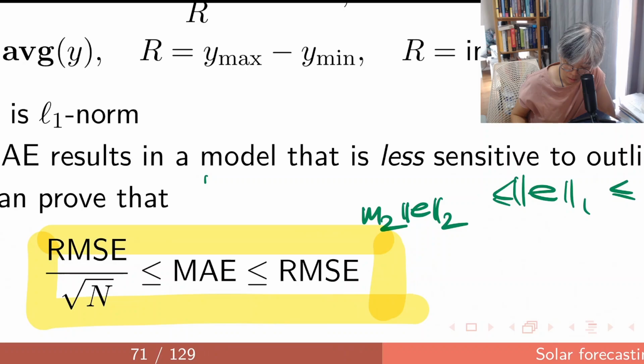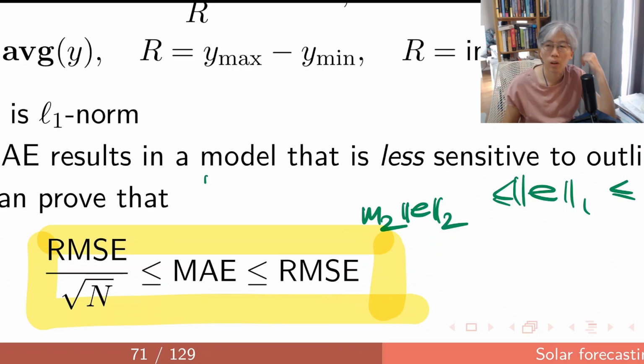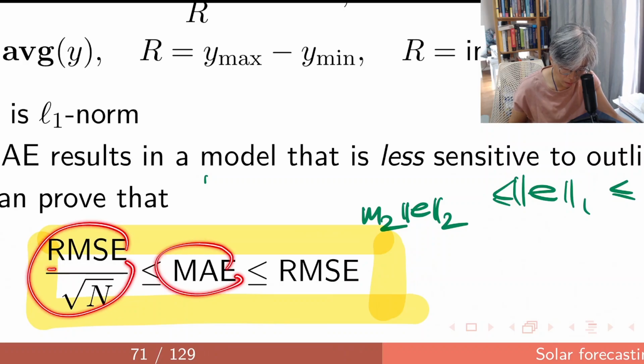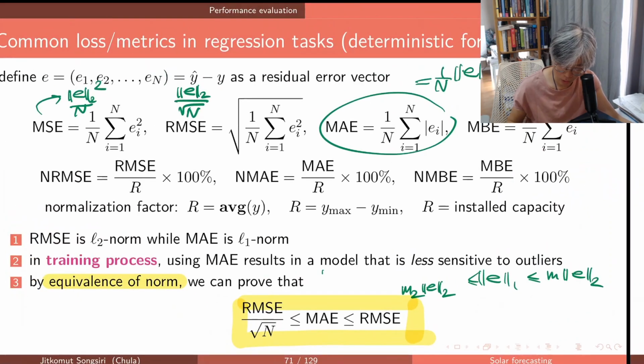So that can be a certificate for your coding check as well. If the code is correct, it should follow this. Okay. On the other hand, the MAE has a lower bound as RMSE divided by square root of n. So for a moderate data set, when n is not that big, this lower bound can be a useful bound for MAE. So please verify this, okay, as an exercise.